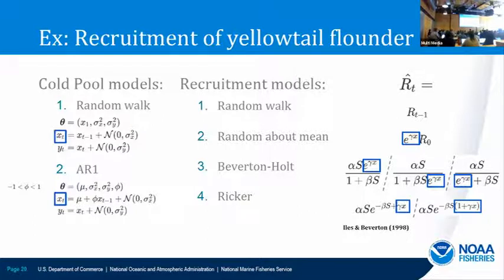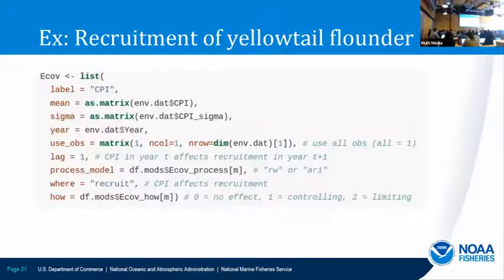So following this Iles and Beverton paper, we have implemented a few different possible ways that it could affect the expected number of recruits. And then this is how that all is actually implemented on the R side. You have your observations, options for observation error. We've made it generalized so that you can specify the lag, and then you could play with that and see what your assessment results look like with different lags. This is where you specify random walk or AR1.